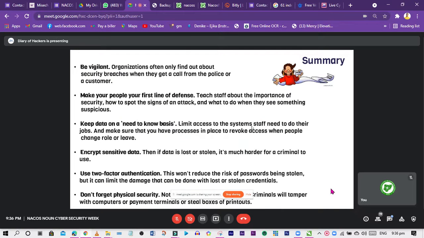Now, the summary of everything I've talked about here is to keep security in check. You need to be vigilant. People should be the first line of defense, as well as knowing what you need. You shouldn't give a cleaner your boss's password. That isn't really cool. Then encrypt your sensitive data so that even though data is stolen, it will be harder for the criminal to use it because it's encrypted, right?